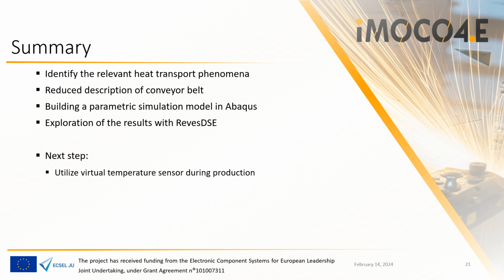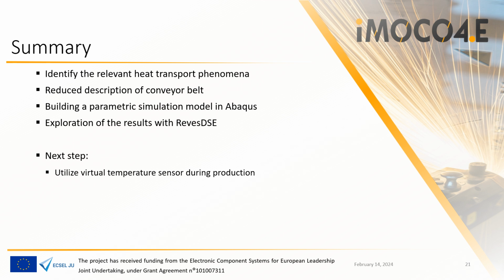In summary, we began by addressing a practical optimization question from the industry. Firstly, we pinpointed the relevant transport phenomena. Secondly, we created a simplified model of the conveyor belt, considering its detailed geometry. Next, we conducted a parametric study using a model that incorporates the pertinent physics. Finally, we utilized Reeves DSE to visualize and filter the results, allowing us to answer the key question regarding how closely we can pack products on the conveyor belt without compromising quality.